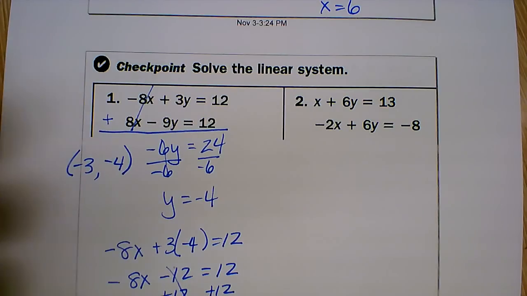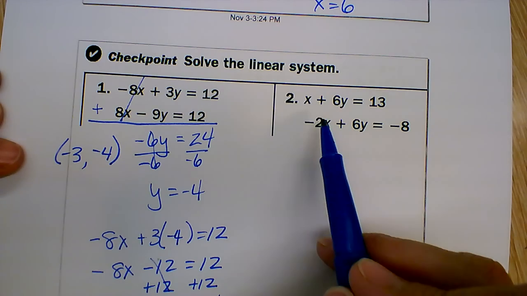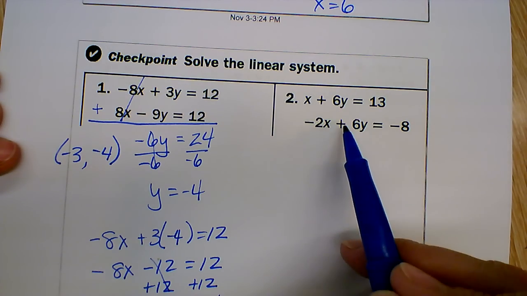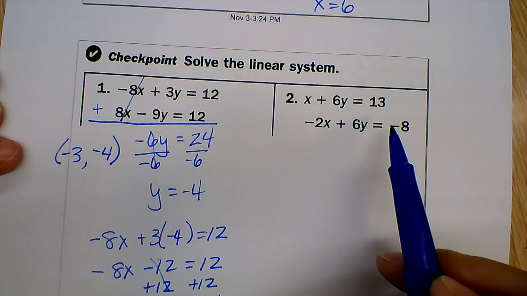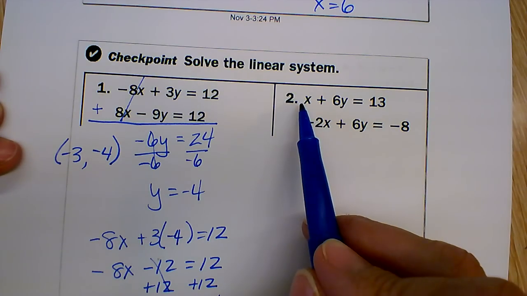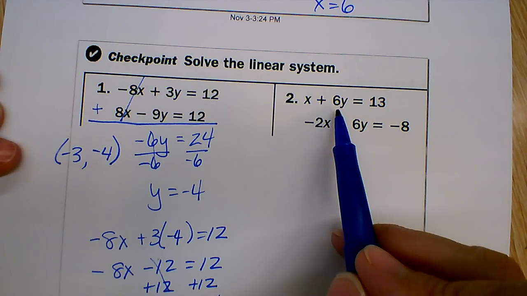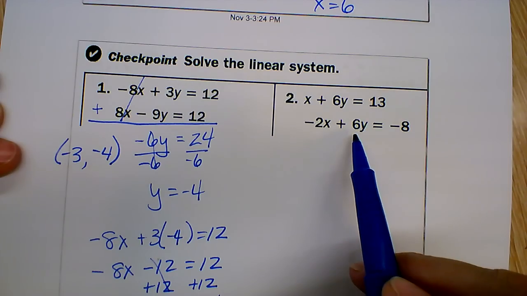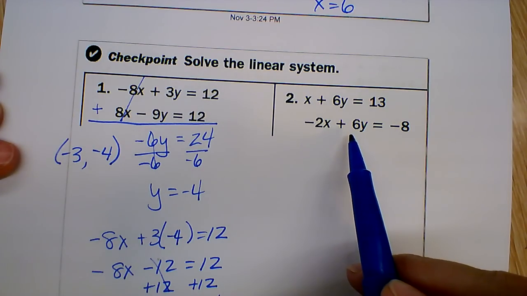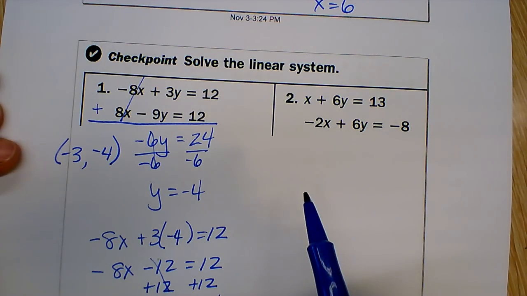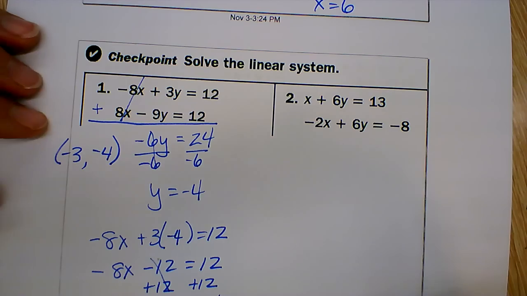All right, let's look at the next problem here. Again, I look to see if my x's line up, my y's line up, my equal sign, and then my constant. The coefficient in front of x is 1. The coefficient in front of x here is negative 2. That doesn't help me. The coefficient in front of y is 6, and the coefficient in front of y is 6. So they're both positive 6. If I add those, I get 12. So that means I need to subtract.